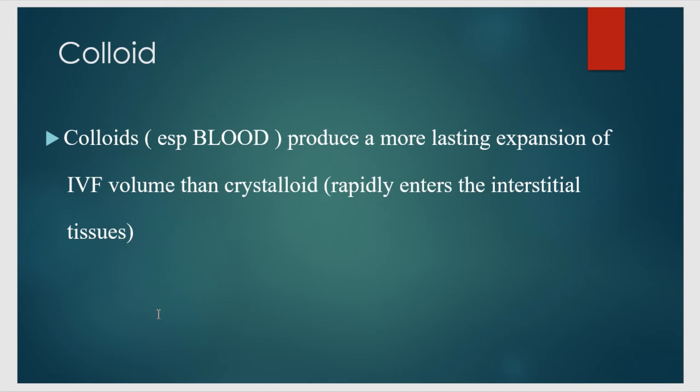Especially the human blood produces a more lasting expansion of intravenous fluid volume than crystalloid, and that's why it is preferable if we want to increase the oncotic pressure and maintain the plasma volume as compared to the crystalloid, and crystalloid rapidly enters the interstitial tissue. So for maintaining any volume, any fluid inside the plasma, colloids are very important.